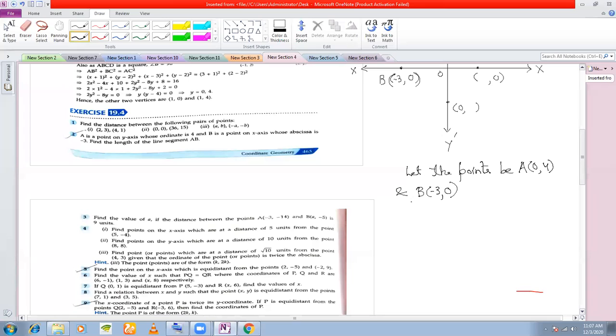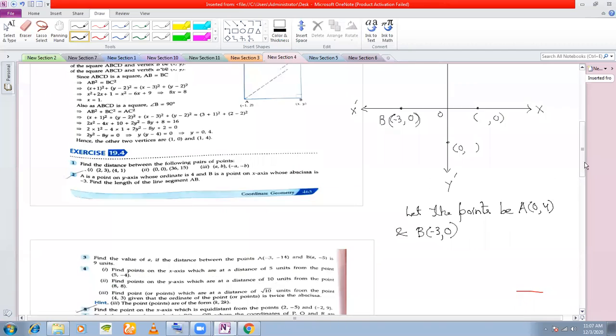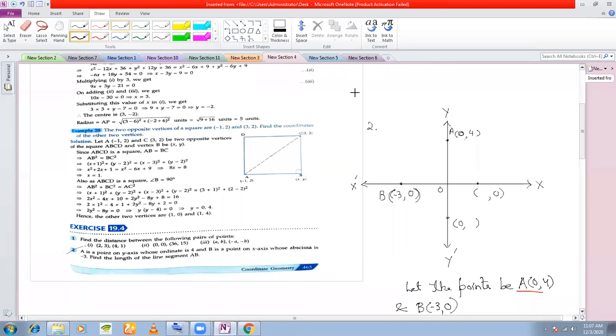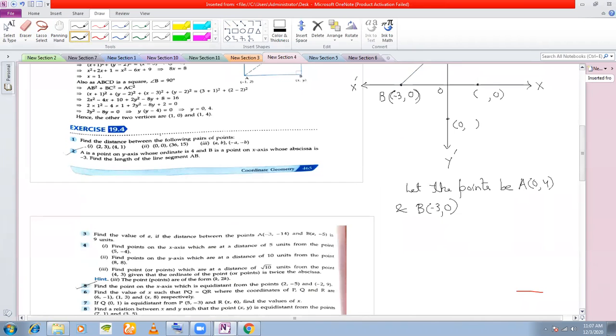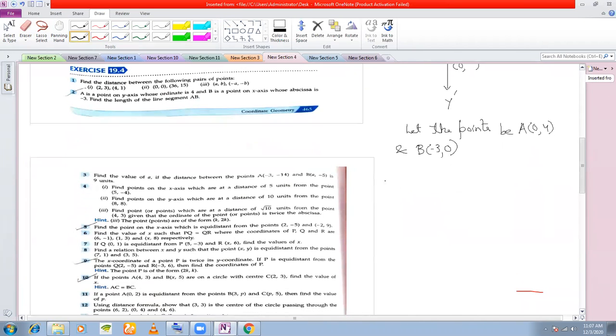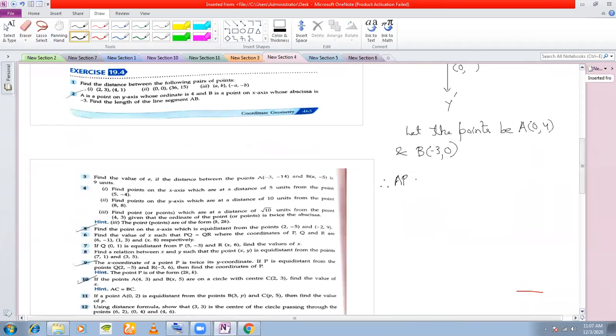The question is find the length of the line segment AB. That means you have to find out this distance. So you know the coordinates of A, you know the coordinates of B. Apply your distance formula. Therefore, AB is equal to root over of (x2 minus x1) whole square plus (y2 minus y1) whole square. Take this as your x1, y1 and this as your x2, y2. Put in the formula.